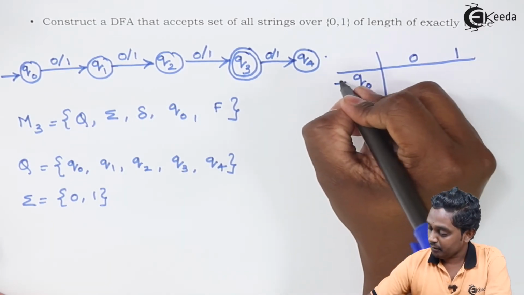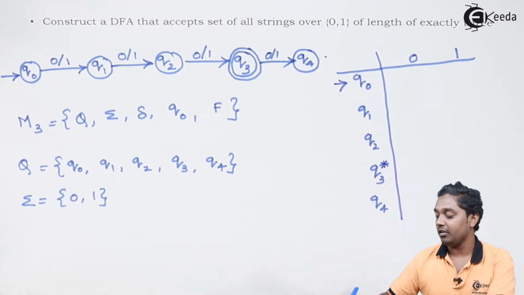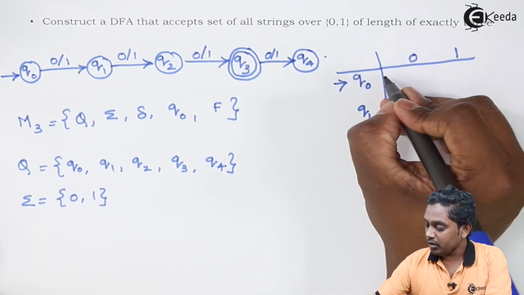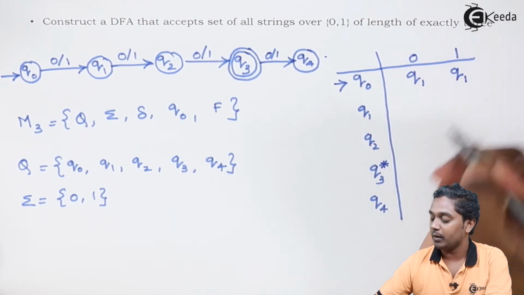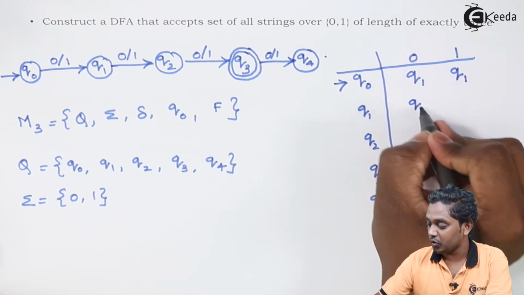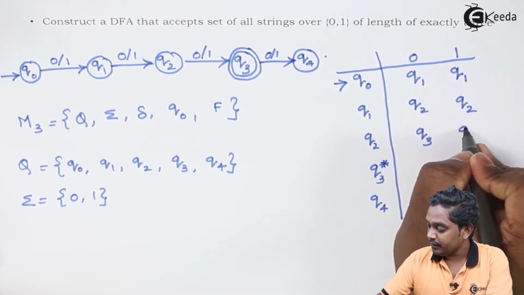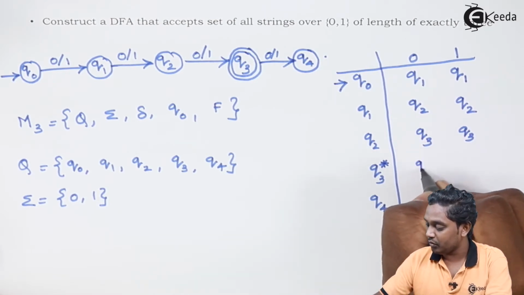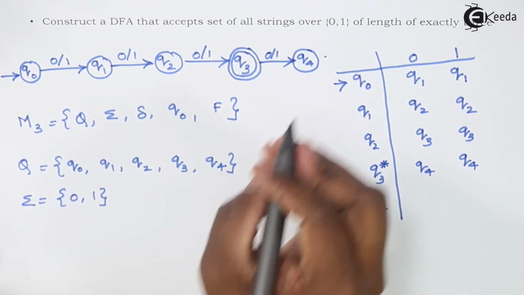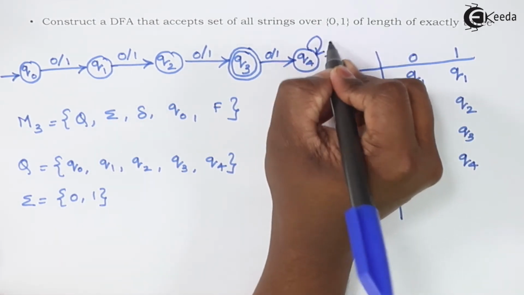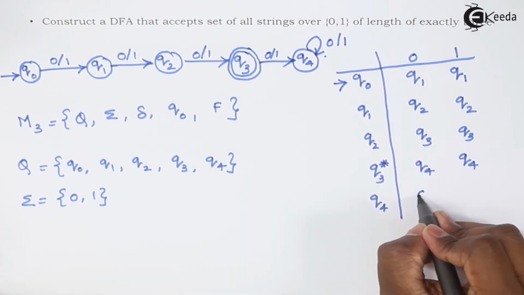We will mark the initial state and final state. The final state is Q3 and the initial state is Q0. On 0, Q0 has a transition to Q1. On 1 also it is having a transition to Q1. Similarly, Q1 has a transition to Q2. Q2 has a transition to Q3. Q3 has a transition to Q4. Q4 has no further transition, because on length 4, whether it is 0 or 1, there will not be any state which is final further. So it is having Q4 only.